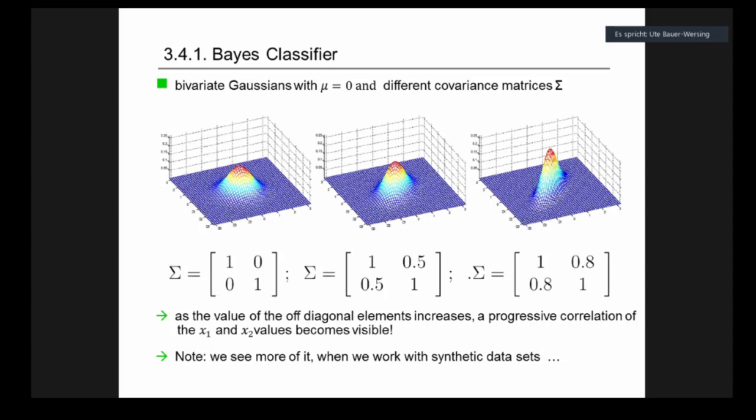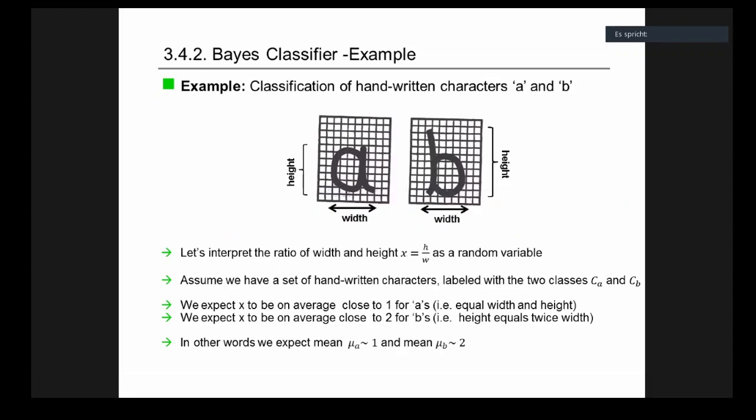Now you have an idea about how these multivariate Gaussians look and what this covariance matrix means, or how it kicks in the correlation or covariance between individual directions in space. All right. So now we apply this to an example.